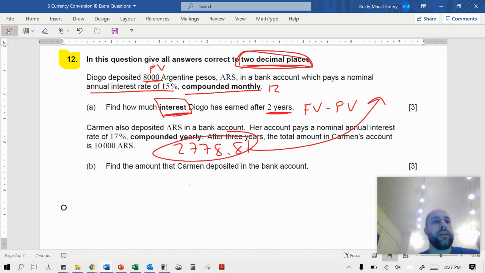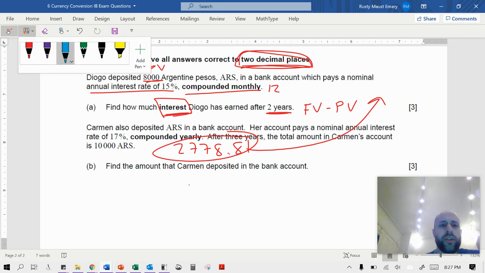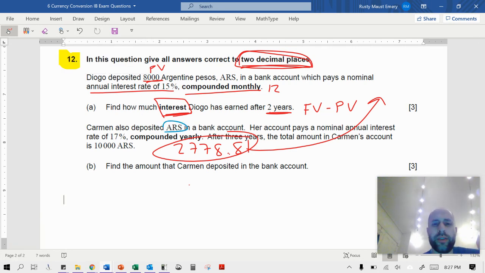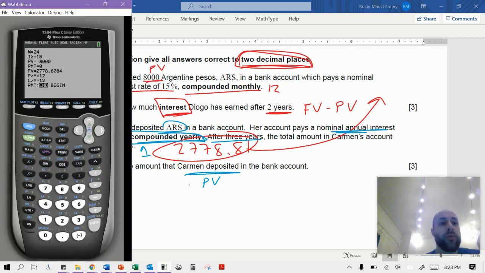And then the second part of this question is another financial app question. Carmen also deposited Argentinian pesos. Her account pays a nominal annual interest rate of 17% compounded yearly. So that's just once per year. After 3 years, the total amount in Carmen's account is 10,000. Find the amount that Carmen deposited. So we want to know right now, how much did she deposit? We're given the future value, the percentage, the compounds per year is 1, and the total number of years is 3.